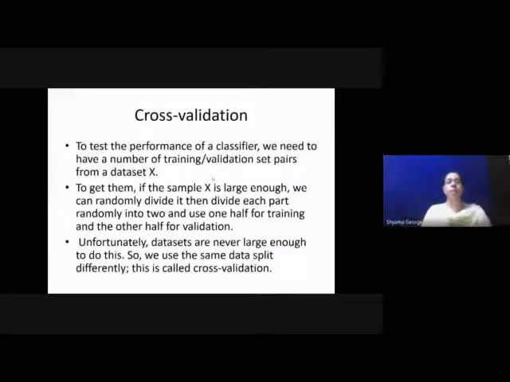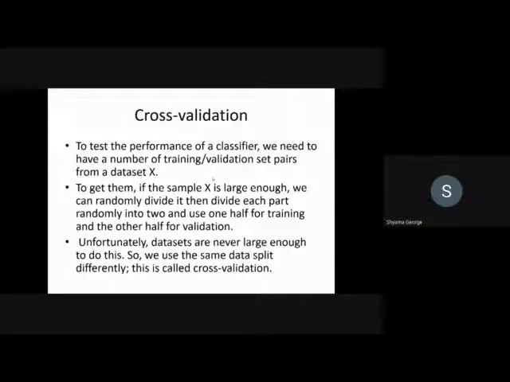Now coming to cross-validation. To test the performance of the classifier, we need to have a number of training and validation set pairs, not a single validation and training set pair. We need to have a number of training and validation set pairs on a data set. To get them, if the sample is large enough, we can randomly divide it and divide each part into a training set and a validation set. Unfortunately, the data sets are never large, so we use the same data to split differently. This is called cross-validation.